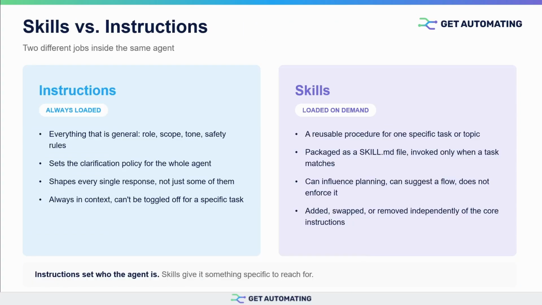Let's talk a little bit about skills versus instructions, right? Instructions are always loaded. It's general, it's defining who the agent is, the role, the scope, the tone, any sort of safety netting policy for the agent. It really is shaping the overall response, not just specific tasks. And that's the difference, right? The instruction's not toggled on and off, it's always on. Whereas skills are loaded on demand, these are very specific for a task within the agent itself, the agent behavior.